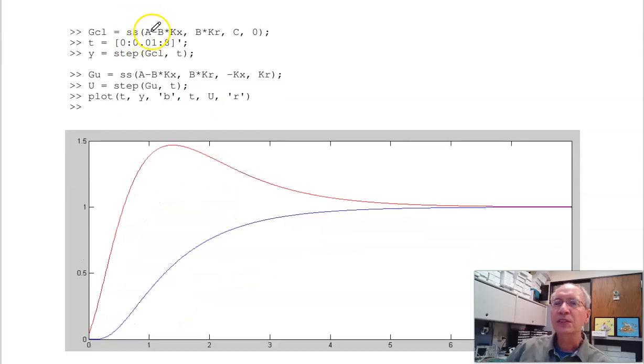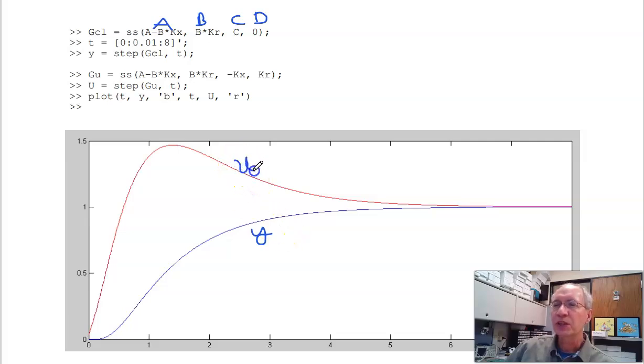The closed loop system is then, here's the closed loop A matrix, closed loop B matrix. C and D don't change. Take the step response, and here's what you get. So there's the step response to Y. I also plotted the input.